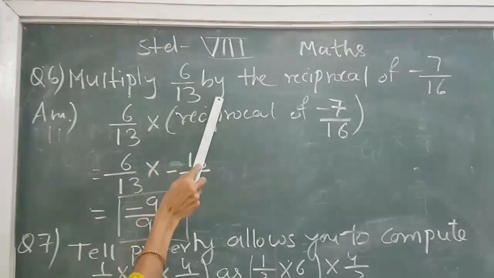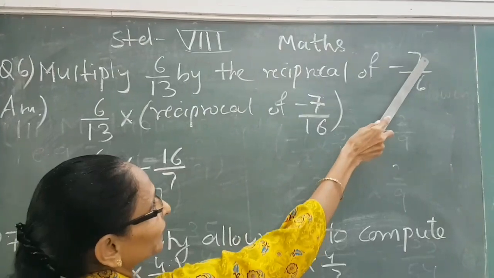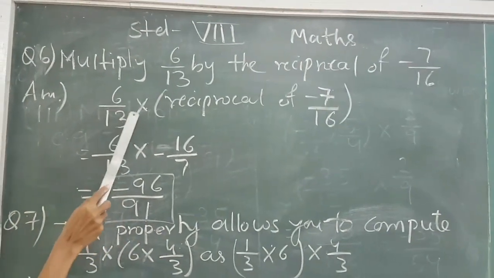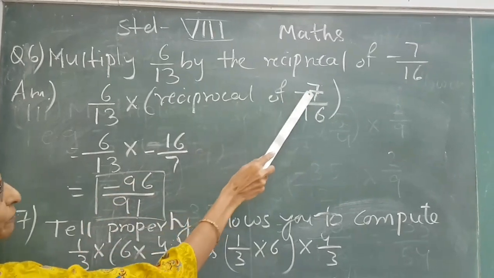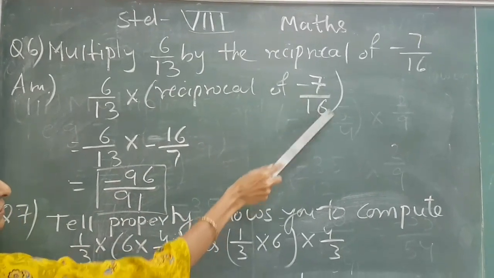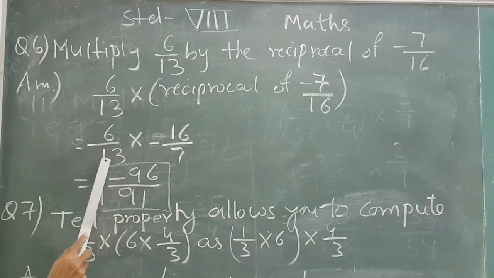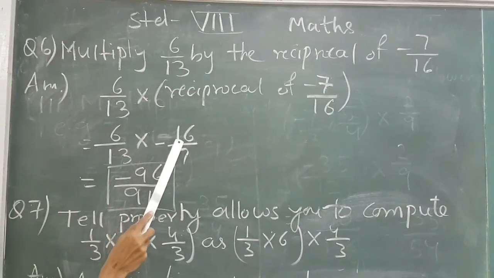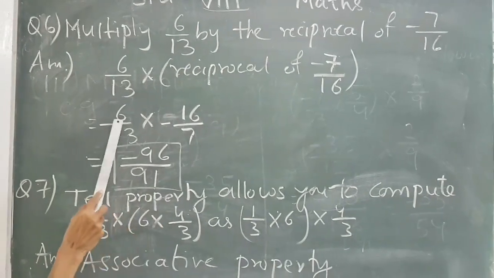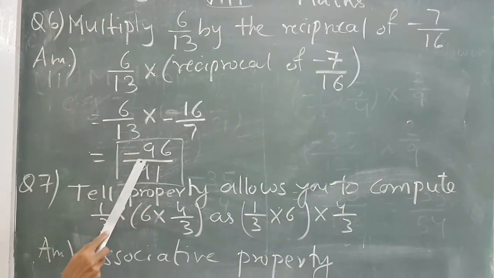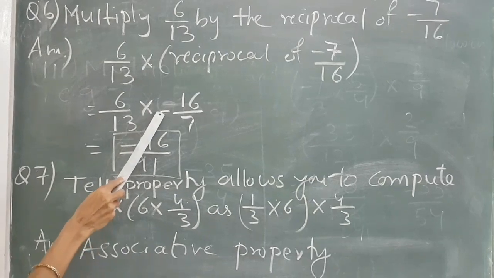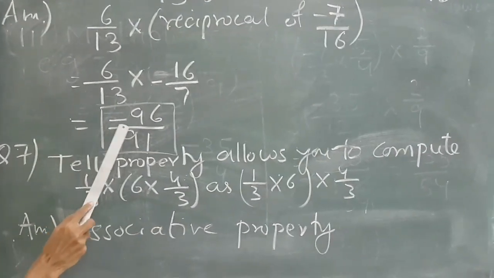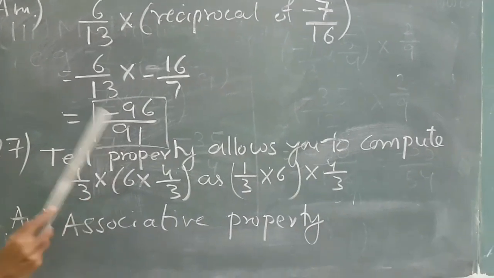Multiply 6 upon 13 by the reciprocal of minus 7 upon 16. So answer: 6 upon 13 multiply reciprocal of minus 7 upon 16. What is reciprocal? We are inversing it. So it will become minus 16 upon 7. And multiply 6 into 16 will be minus 96 because minus sign is here. 13 into 7 is 91. So our answer is minus 96 upon 91.